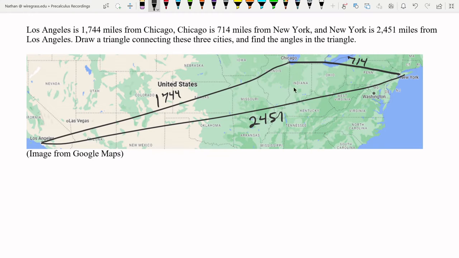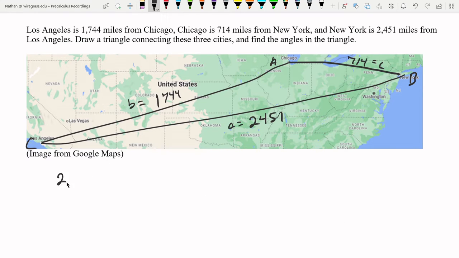So let's name these things. Let's name it A, B, and C here. That means that this is going to be lowercase a. This is going to be lowercase b. This is lowercase c. Okay, it doesn't matter which angle we solve for. Let's just solve for one. So let's just solve for A.